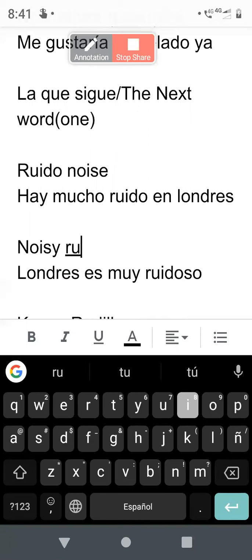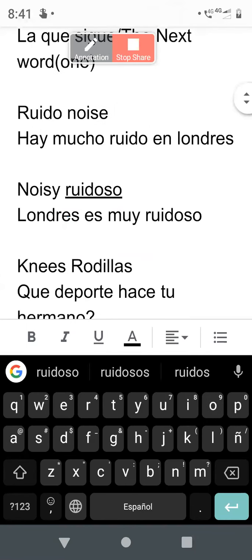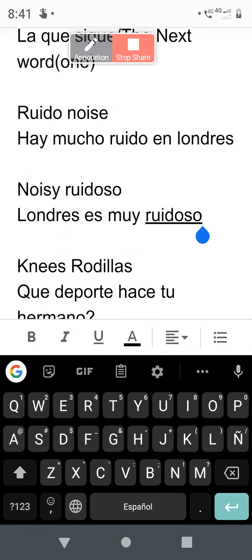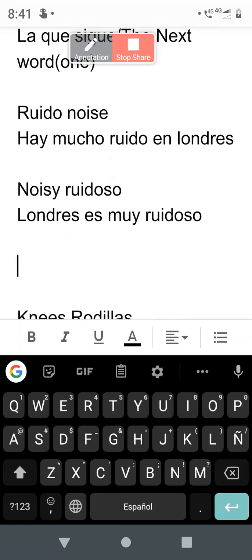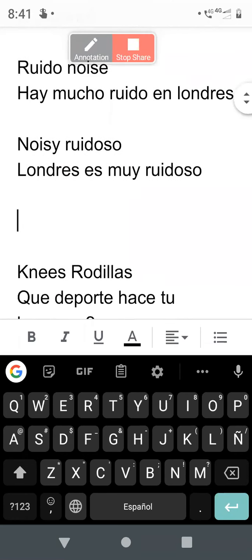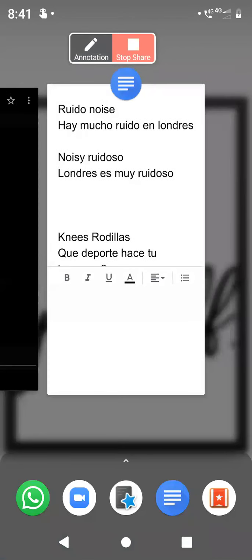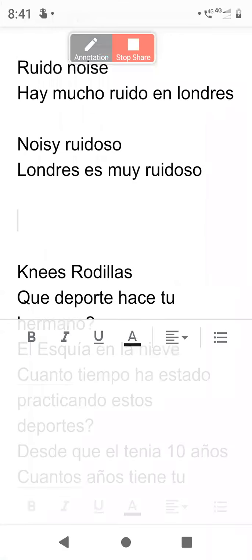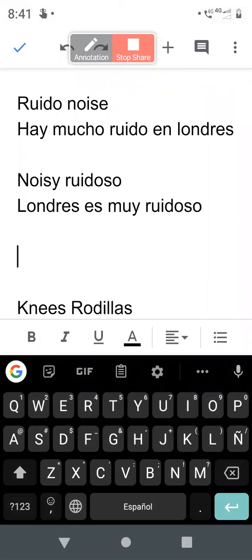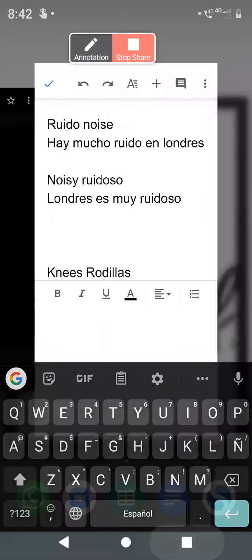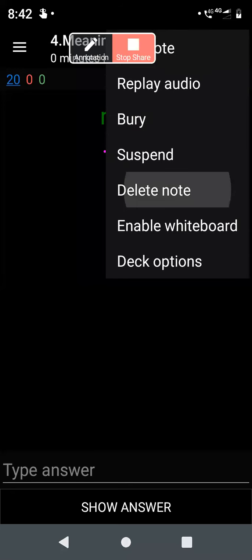Ah, Londres es muy ruidoso? Sí. How'd you say it? Ruidoso. Ruidoso. Mm-hmm. That's a tricky one. Why? Ruidoso. I mean, it's as tricky as it is in English. If you look at it, noisy and noise are very similar to one another. Yes, that's true. Ruidoso, noisy.